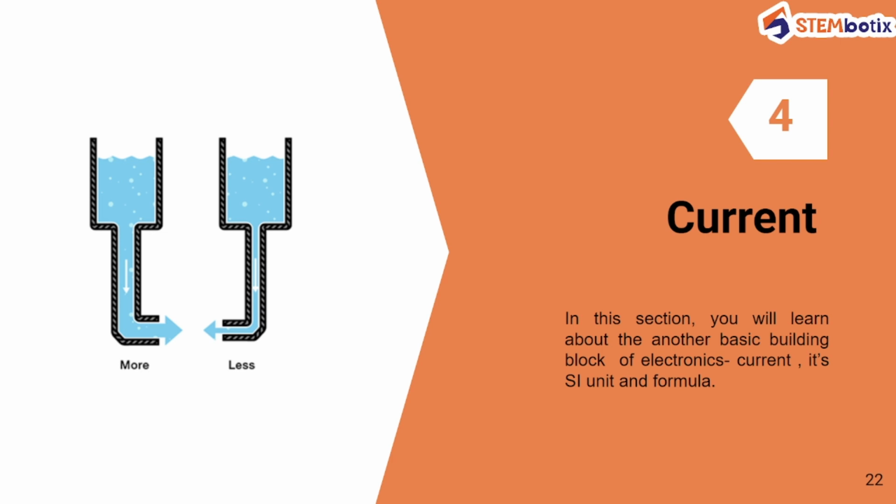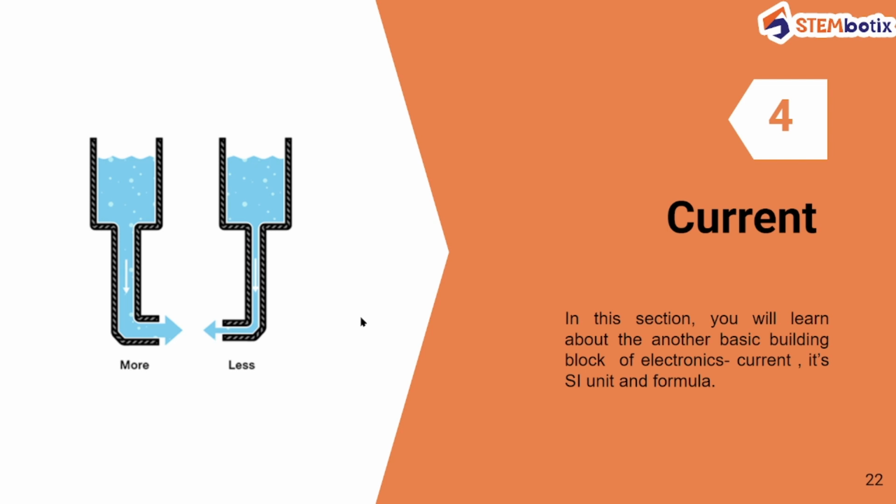Now let us move forward to the last and fourth category of this session, which is current. In this section you will learn about another basic building block of electronics, which is current, and you will also see the SI units and formula. First, we are also going to use a similar example to understand the basic concept of current.